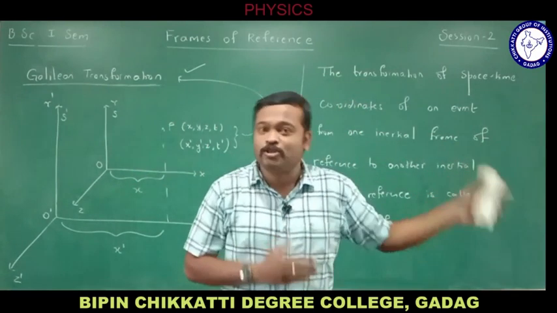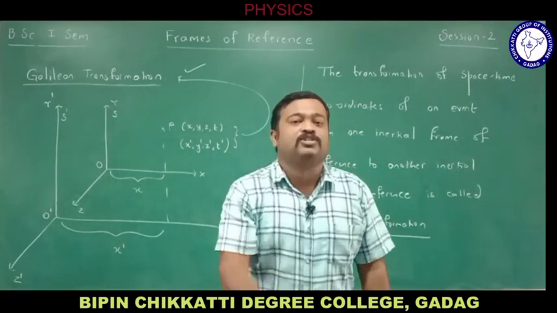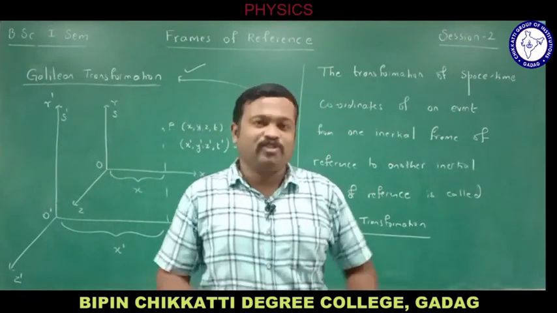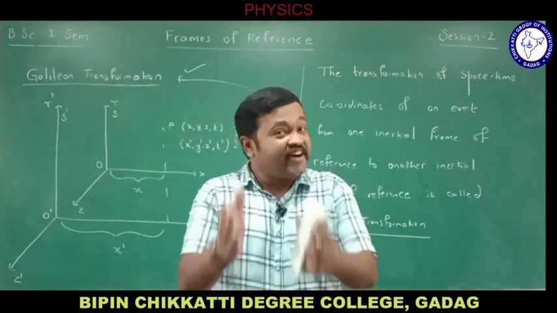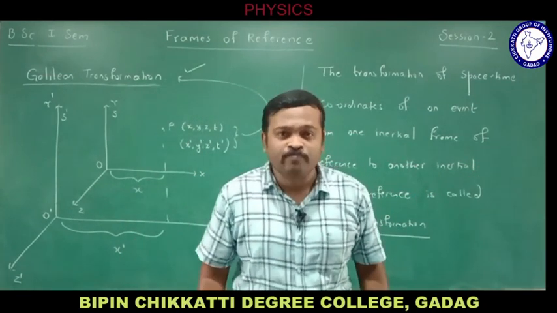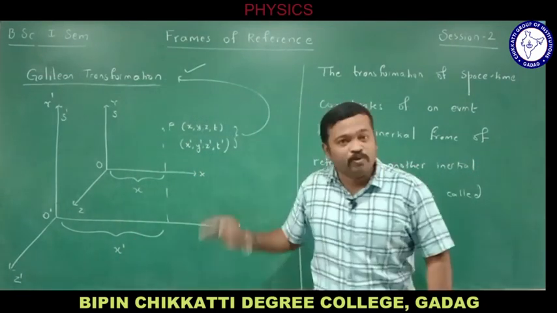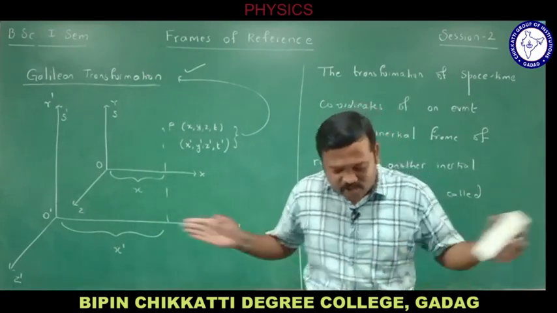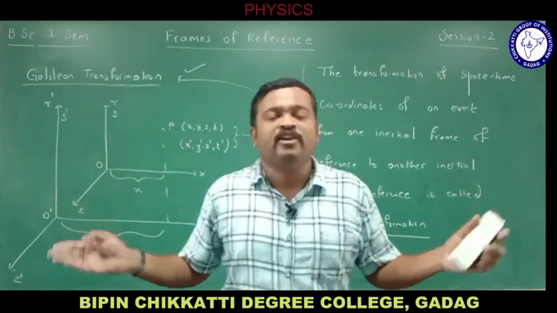One thing we need to remember here is, if one inertial frame of reference is moving at a constant speed, that speed must be slow. That should be a low velocity. What is the meaning of low velocity? If I compare it with the speed of light in vacuum, if one of the frames is moving, it should move with a smaller velocity. In day-to-day life, we find velocities which are smaller.